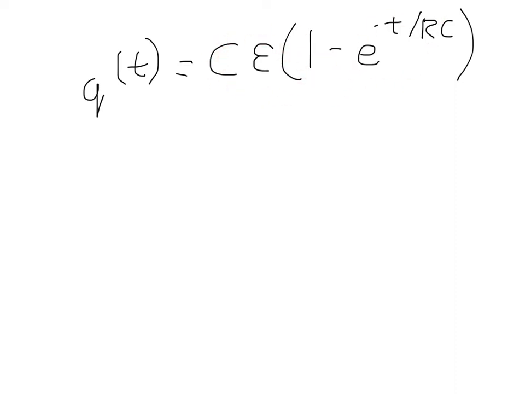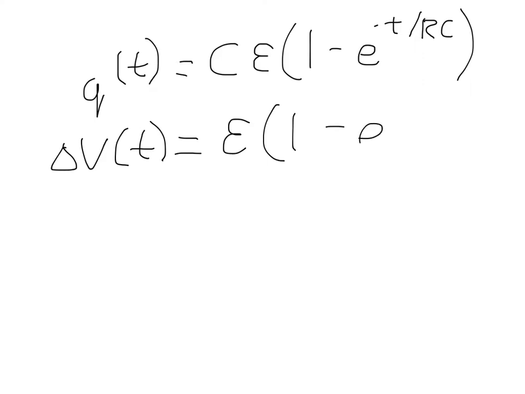So eventually the capacitor charges up to some maximum amount, depending on its capacitance and the potential due to our battery. And if we want to, we could also divide both sides by that C. If we divided both sides by the capacitance, we'd have Q divided by capacitance. And if we remember from the previous equation, we know how that relates to the potential again. So we'd actually find that the potential difference between the plates as a function of time would be the potential from the battery, 1 minus e to the minus t over RC.